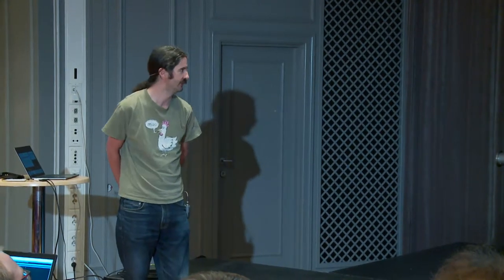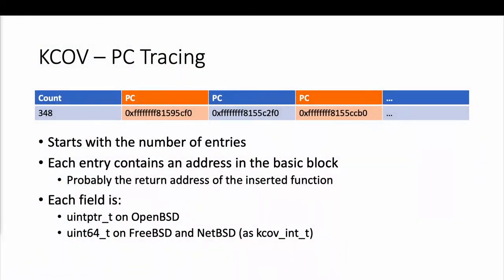You can just imagine, it doesn't have to be an actual PC value. It just has to be something unique in each location that a tool could then use. FreeBSD and NetBSD are both 64-bit. OpenBSD, it's whatever your uintptr_t is, so it could be 64-bit on a 64-bit architecture. It's just the return address of the function. The exact value doesn't matter that much as long as they're unique.